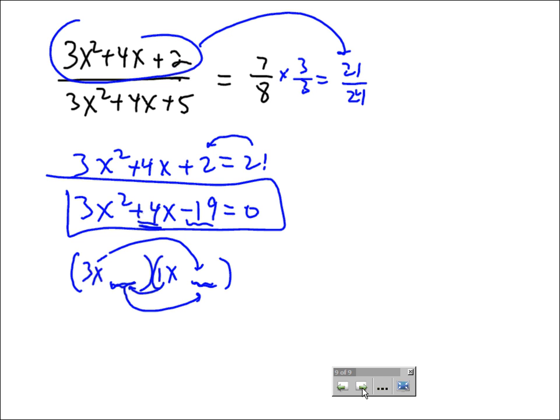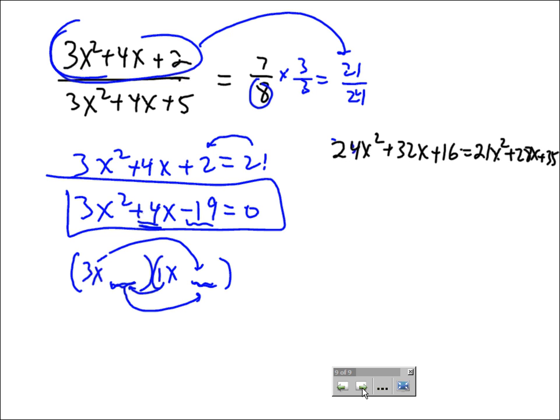It's a lot easier than to cross multiply, because then 8 times this is 24x squared plus 32x plus 16 is equal to 21x squared plus 28x plus 35.